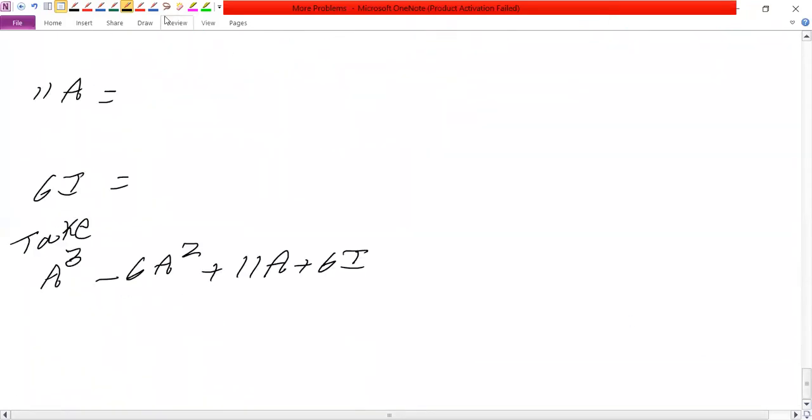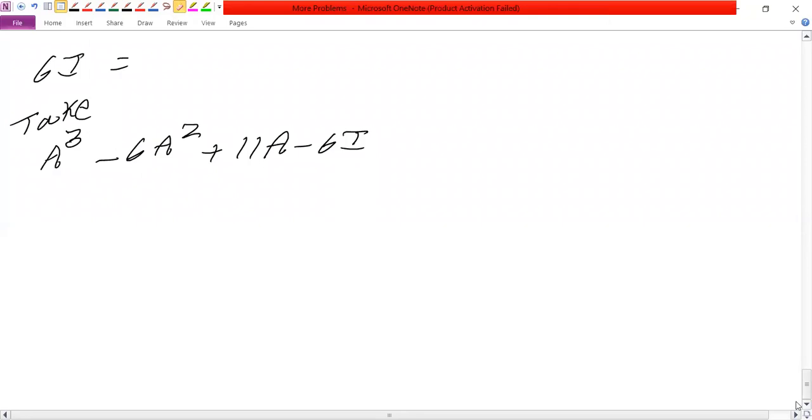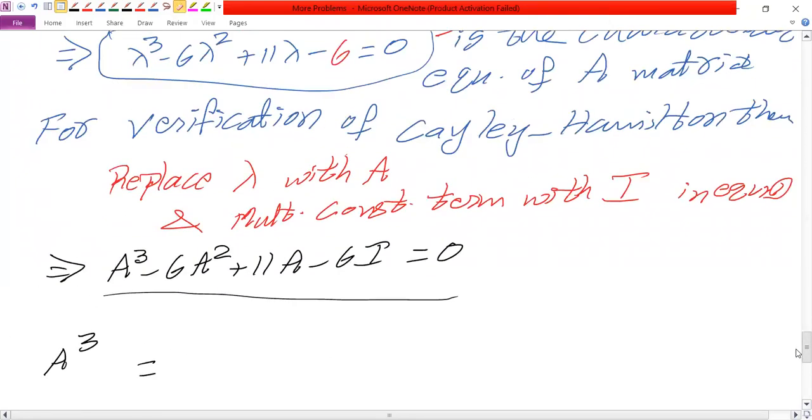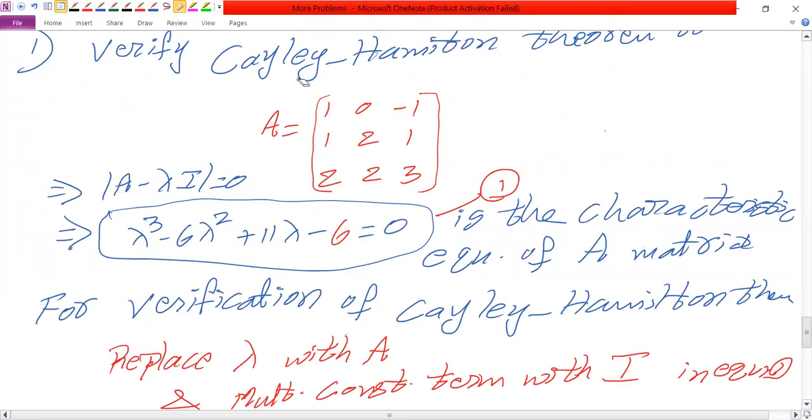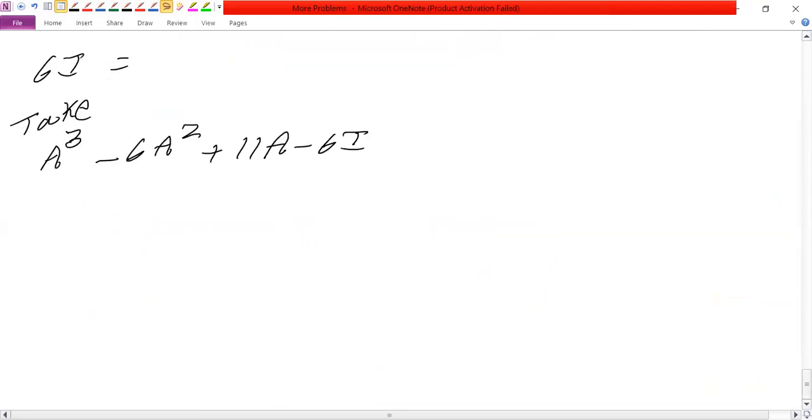Minus 6 ikkada plus petana, right? Yes. Now all of you open your calculators. All of you open your calculators and feed A matrix in your matrix capital A in your calculators. Capital A matrix in your calculator.